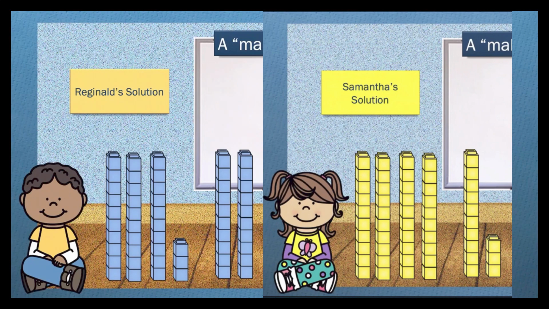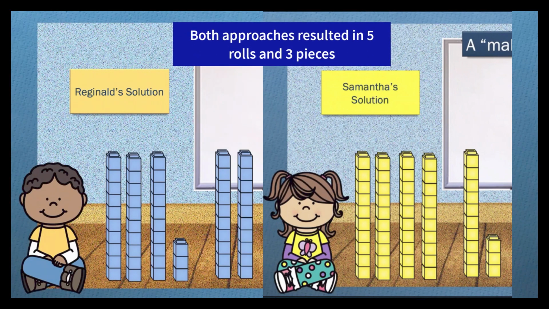It is impossible to tell just by looking at the final configuration of cubes these children had that they packed up the candies to create another roll in different ways. Both approaches resulted in 5 rolls and 3 pieces. Once again, we suggest that after several days of using tasks like this one, the teacher begins to use notation to record how the tasks were solved.